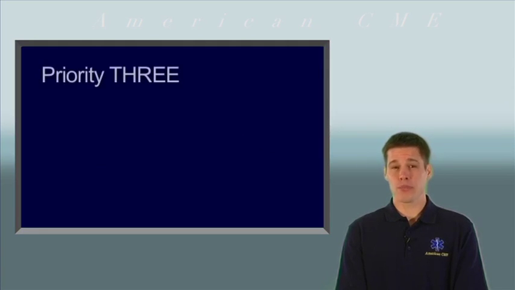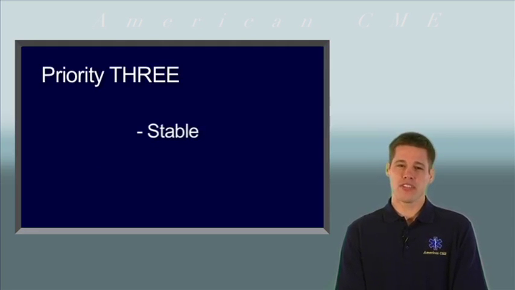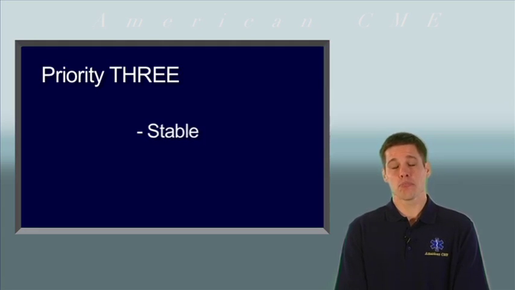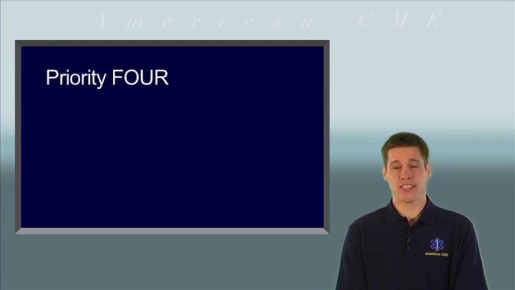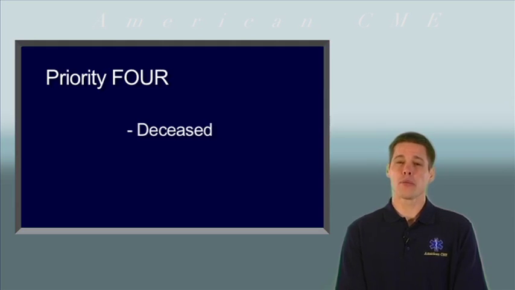A priority 3 is a patient whose condition is considered stable, and so the urgency to rapidly initiate transport is low. All patients that are not suffering from any life threats are typically categorized priority 3. Finally, a priority 4 patient is a patient who is deceased. Review your local protocols for further information regarding priority 4 patients.